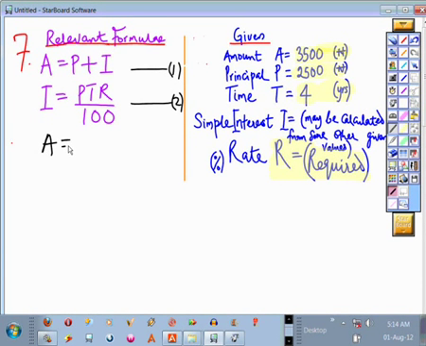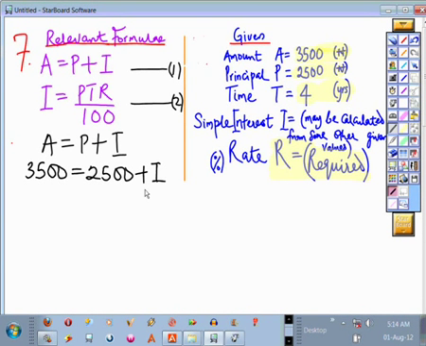A is equal to P plus I. That is 3,500 is equal to 2,500 plus I. Now, transferring this 2,500 to the left side of the equality sign in order to isolate this I here, we have 3,500 minus 2,500 is equal to I.